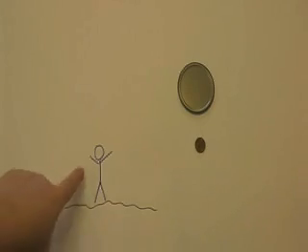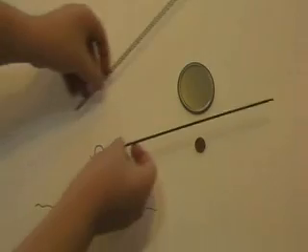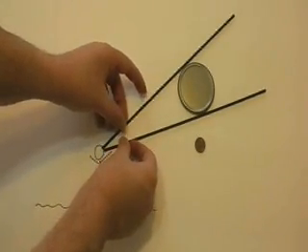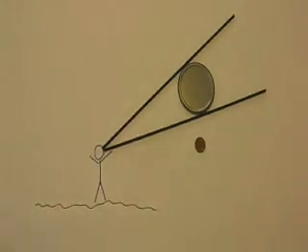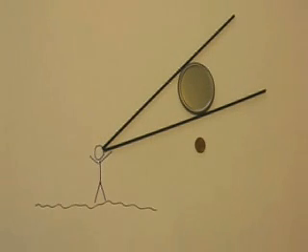So for instance, here's an observer, and there's some objects. For the larger object there, the line of sight from the observer's eye to the top and bottom of the object form an angle, and that angle right there is going to determine how large the object looks.